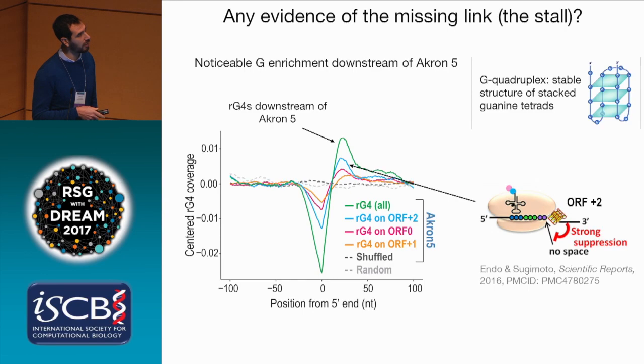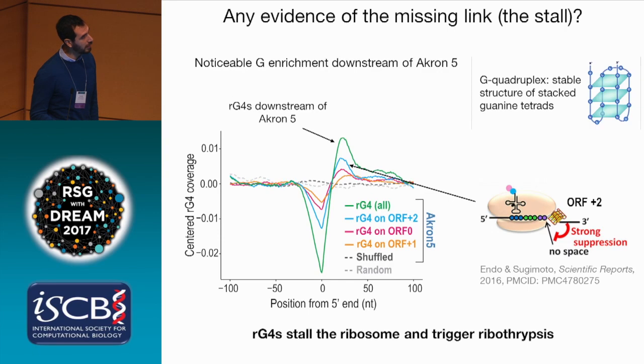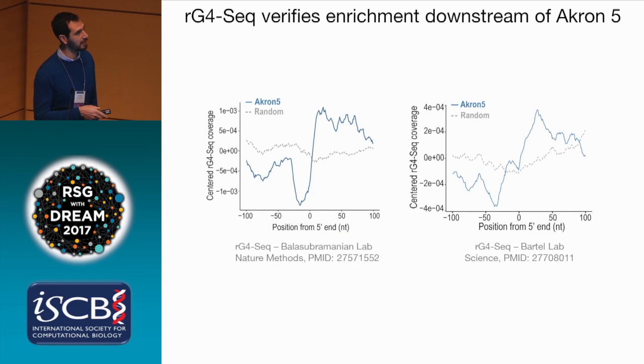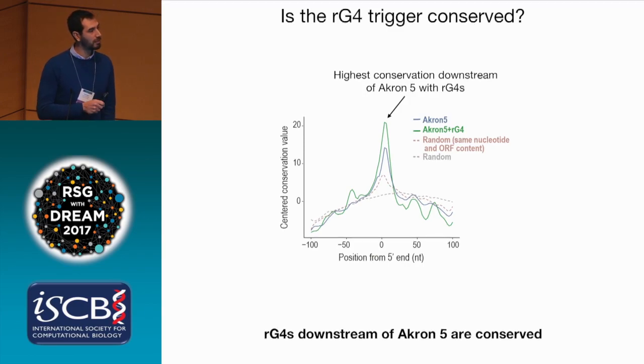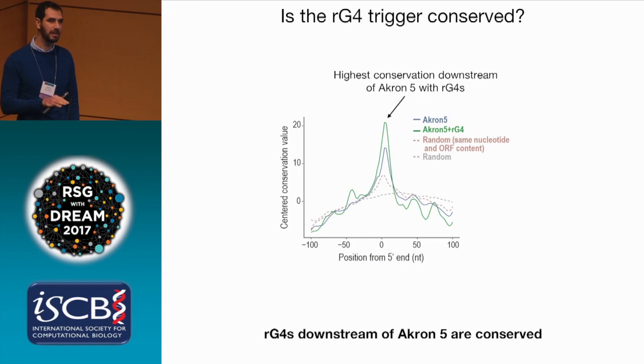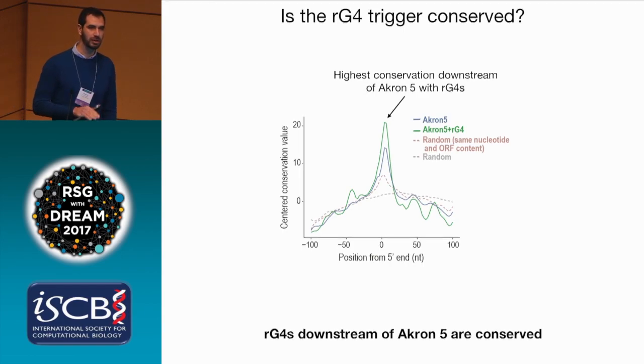Now, of course, this was based on a prediction of RG4s, but we also used RG4-seq data from 2 different labs, the Balasubramanian lab and the Bartel lab, and we mostly see the same thing. We see enrichment of RG4s immediately downstream of Acron 5 ends. Interestingly, what we also find is that the areas where we have the cuts are conserved. And not only that, but the areas where we also have an RG4 are even more conserved, which indicates that there might be some regulatory role for this process. Now, we don't know exactly what that regulation is, but I think this is something that we need to investigate more.